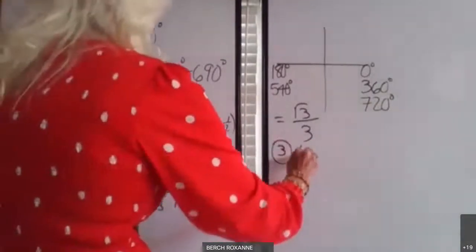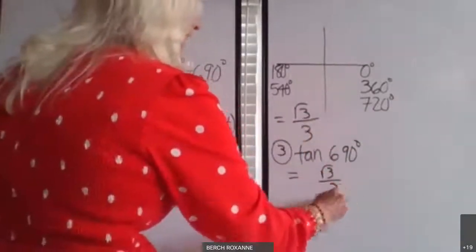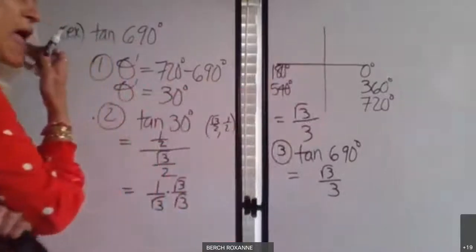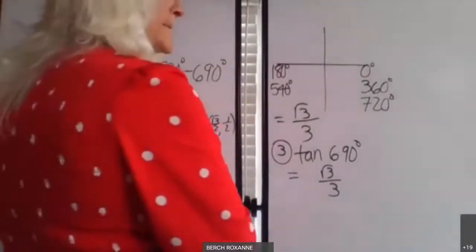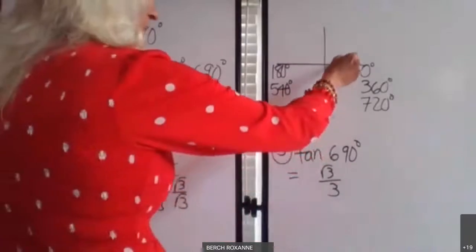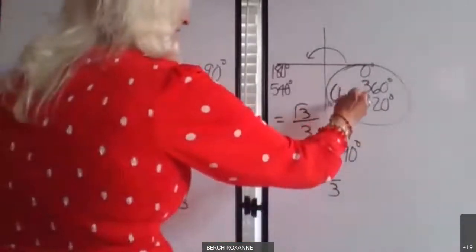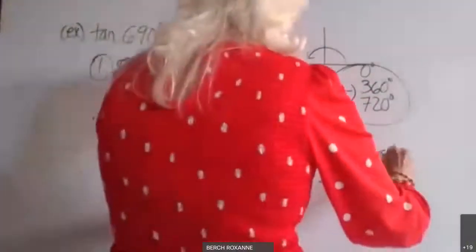Okay, so the third step is the tangent of 690. Well, we already know where it is. We know the answer is radical 3 over 3, but what quadrant are we in? This is 720, remember, right? So where's 690? Is the 690 going to be in the first quadrant or the third quadrant? Wouldn't it be in the fourth quadrant? The angle's going like this, right? So if that's 720, wouldn't it be here? Yes. And isn't it positive, negative here? Yes.